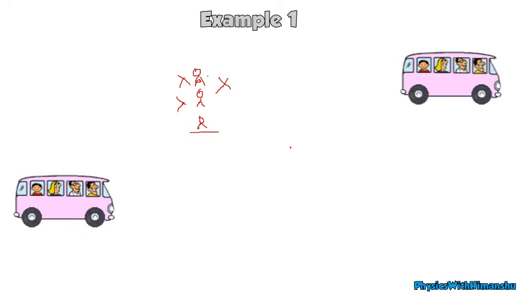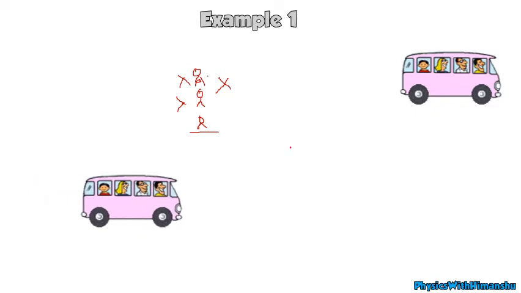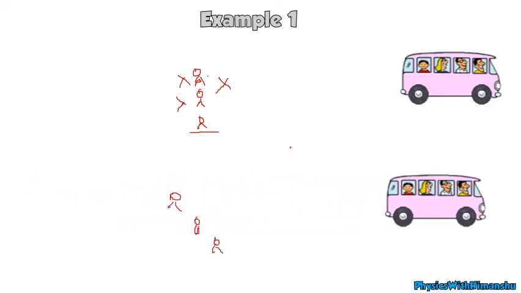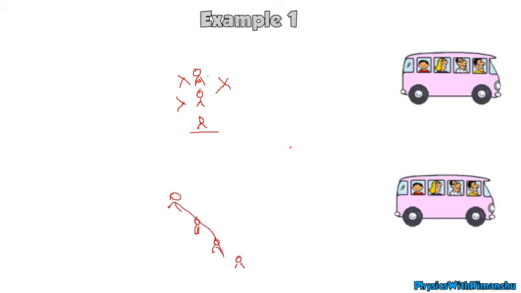So if the person jumps from the bus, suppose at this point the person jumps, the person's motion will be something like this. Because initially the person was in the bus and the bus was moving in horizontal direction, the person will have the velocity of the bus. So the person will move something like this.